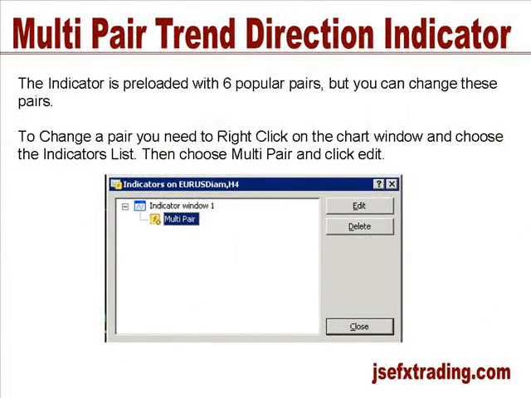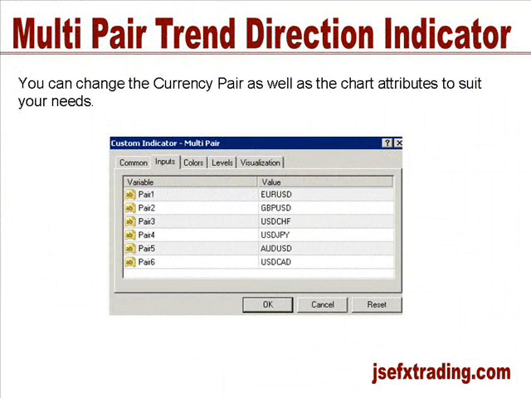Okay, so if we want to make some changes to it, the indicator is preloaded with 6 popular pairs, but you can change these pairs. To change a pair, you need to right-click on the chart window and choose the indicator list. Then choose multi-pair and click the Edit button. That'll bring up a window that looks like this. You can change currency pairs as well as the chart attributes, the colors and so forth. Just use the tabs up top and then click on whatever pair you want and type in the value.